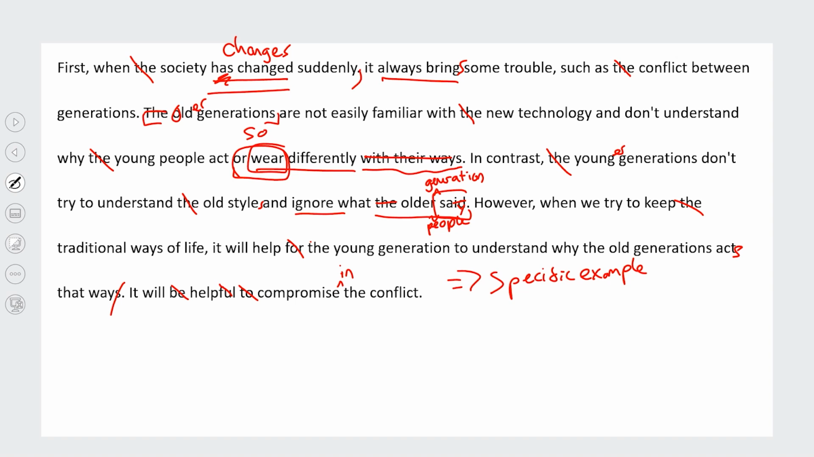I feel like it's quite theoretical, and it's quite general. Older generations don't like young people, so the solution is that young people should learn about traditional culture.